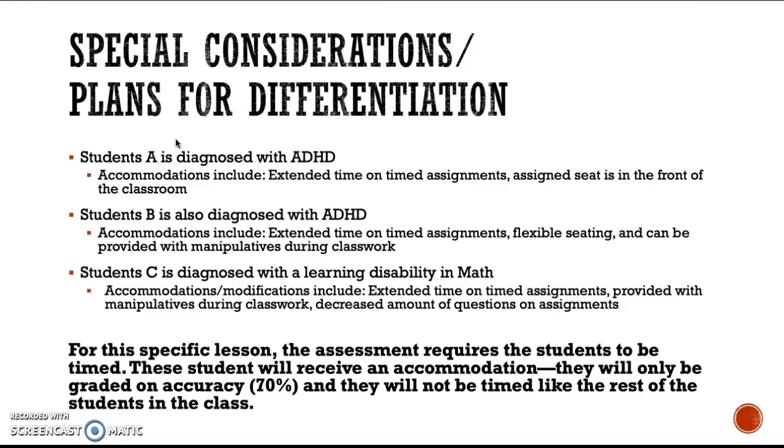The assessment for this lesson requires that the students are timed when completing the math problems. These 3 students will receive an accommodation. They will only be graded on the accuracy of the questions that they give and will not be timed like the rest of the class. They need to answer correctly 70% of the math problems on the Rocket Math worksheet to pass.